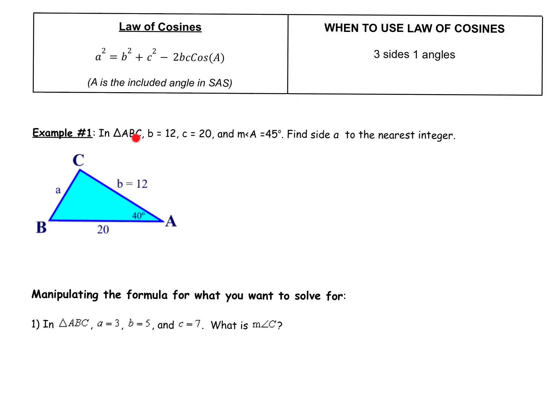So they've given us triangle ABC, where side B is 12, side C is 20, and the measure of angle A is 40 degrees. It looks like there's a typo here. This should say 40 degrees. So it says find side A to the nearest integer. So right here is the side that they're looking for. All right, so let's start by writing down the formula for law of cosines.